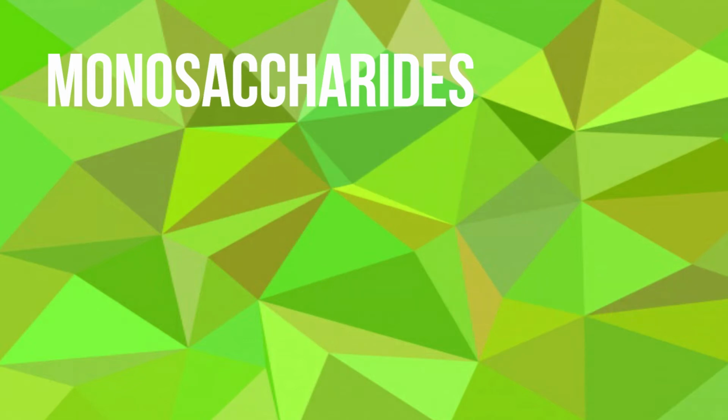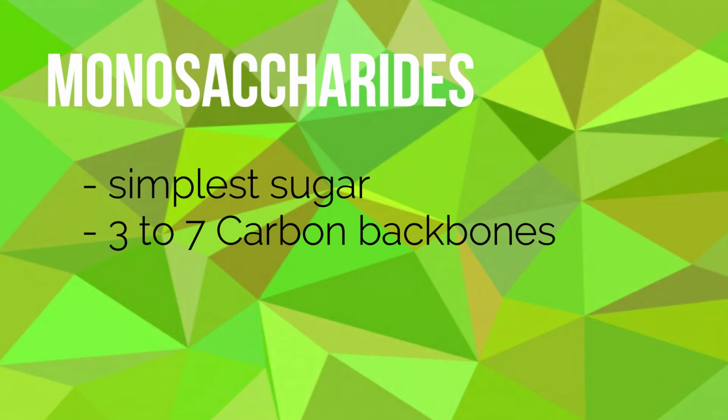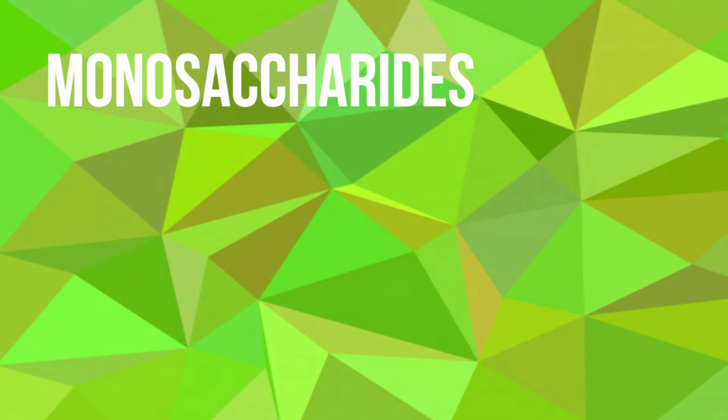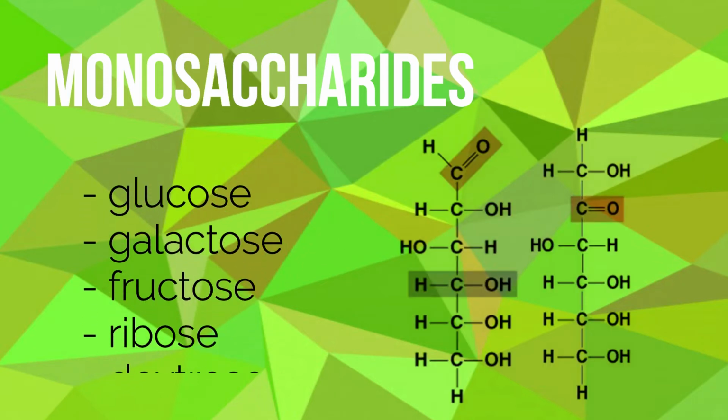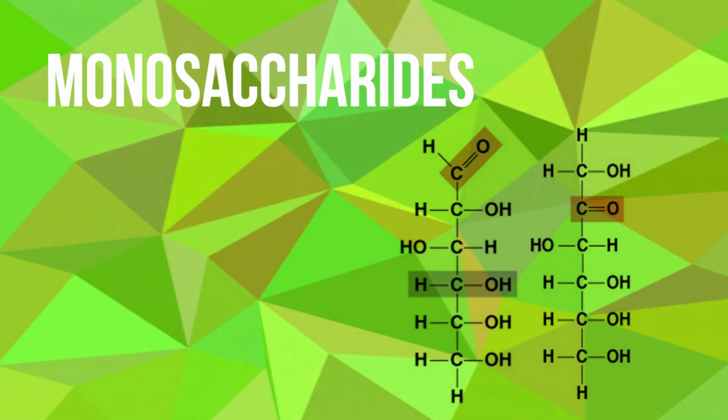Let's start first with the monosaccharides. Monosaccharides are the simplest form of sugars. The most common examples of these monosaccharides are glucose, galactose, fructose, ribose, and dextrose.